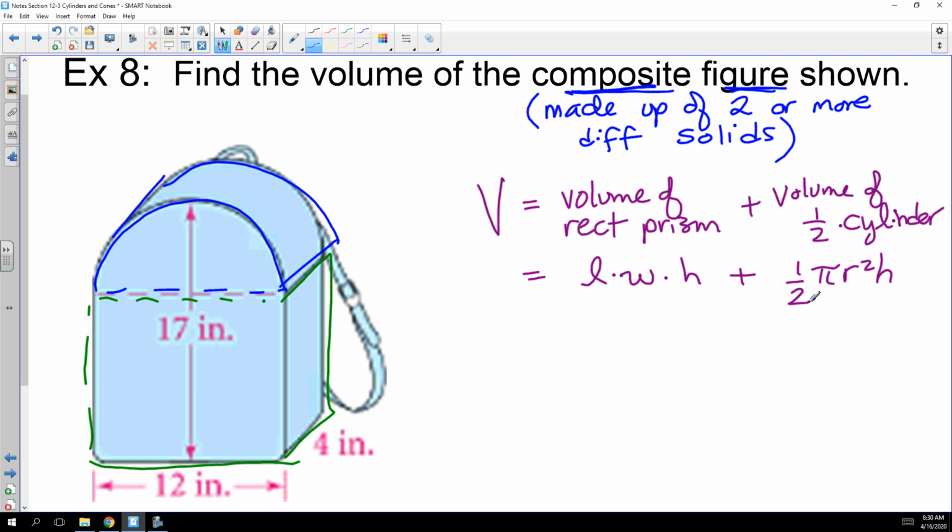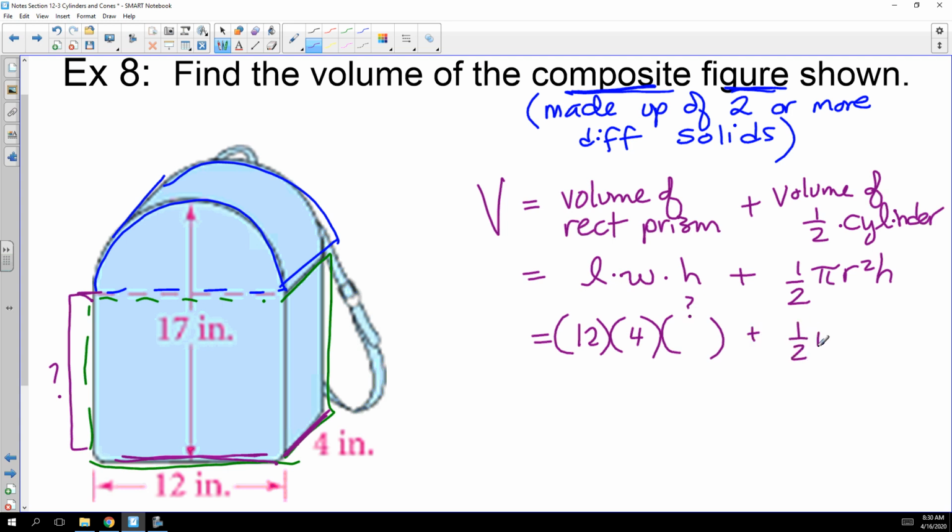Now let's see if we can find all of the dimensions that we need to plug in. So it looks like we have a length of our rectangular prism of 12 and maybe a width of 4. We don't really know the height right here, so we're going to have to figure that out. We have a 17 overall, so we've got a 12 here, and we've got a 4, and we don't really know what that height is, so we're going to come back and find that out.